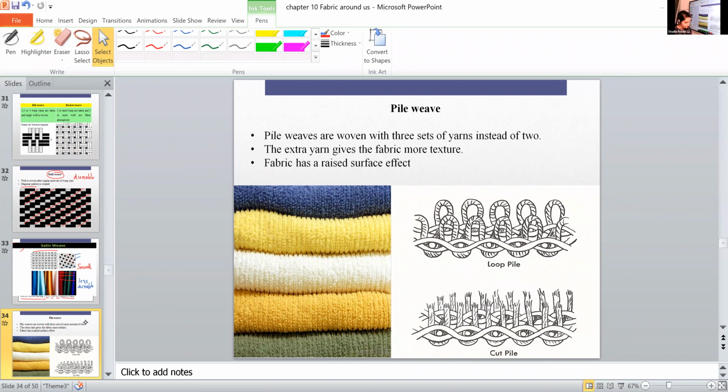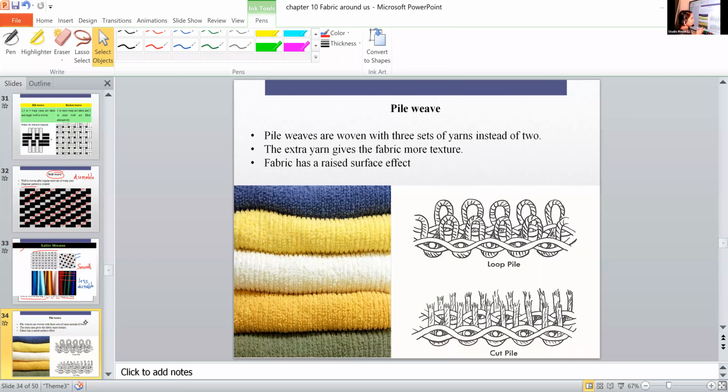It's on page number 101. The diagram is there. The fancy weaves are of four types: pile weave, jacquard weave, leno weave, and dobby weave. These fancy weaves are mainly used to create decorative fabrics. We add something to these fabrics to make them more attractive and more decorative. That is the main characteristic of the fancy weave.